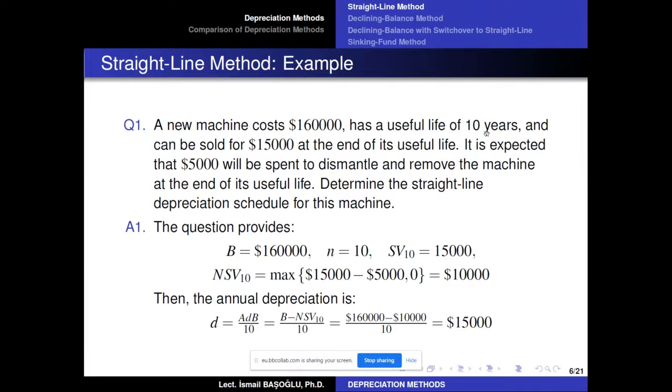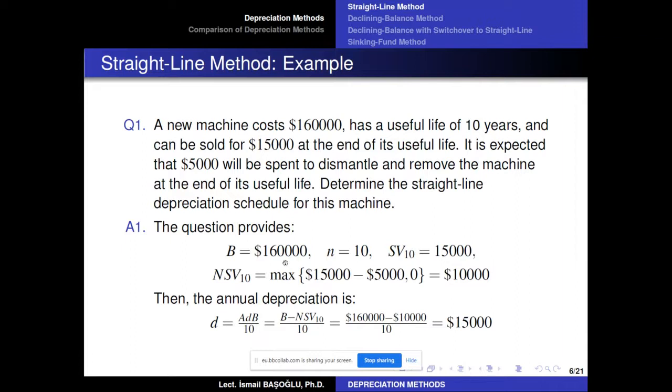So its useful life is 10 years, and its salvage value at the end of year 10 is $15,000, and the net salvage value will be the maximum of the salvage value minus the cost of disposition, which is $5,000. For the dismantling operation, you need to pay $5,000. So in the end, the net salvage value that you are going to get will be $10,000, since the cost of dismantling is less than the salvage value itself. So we have the net salvage value as $10,000.